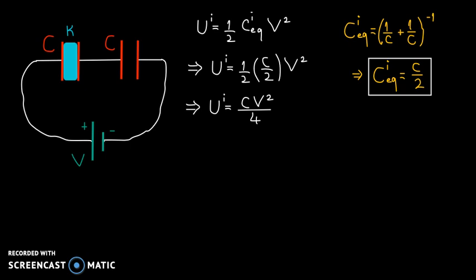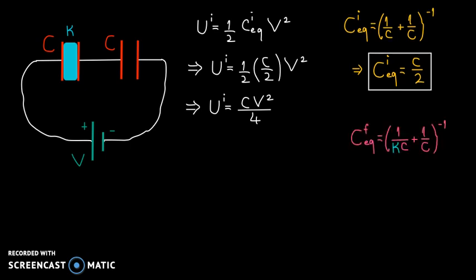Let's recalculate the equivalent capacitance with the dielectric inserted. Here I have set up my formula for equivalent capacitance. Note that I'm using the label final for this one. And also note I have a factor of K for the first capacitance value.